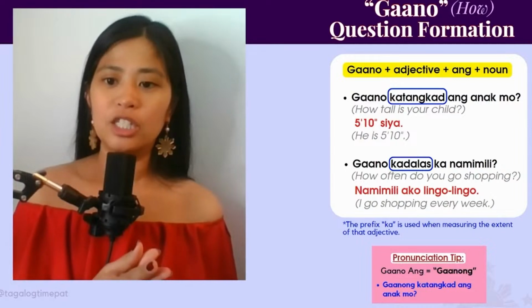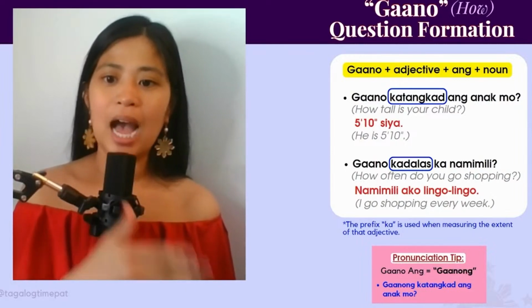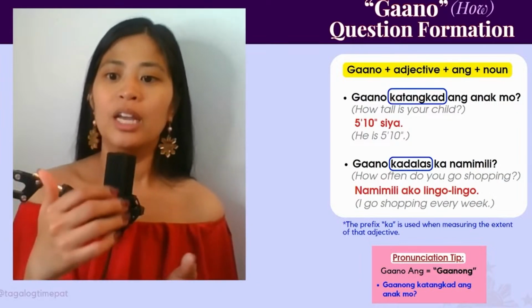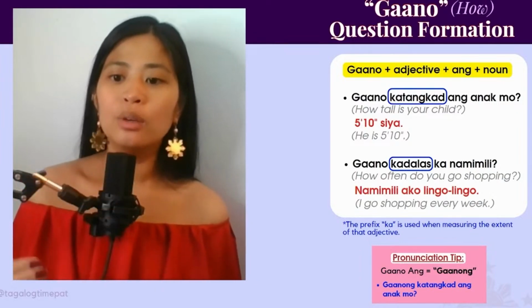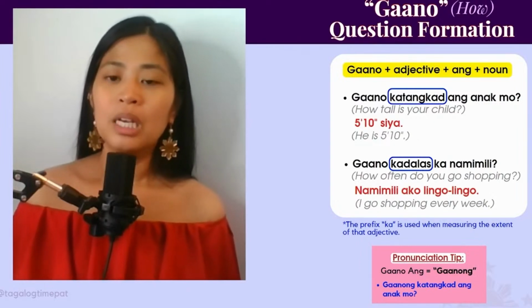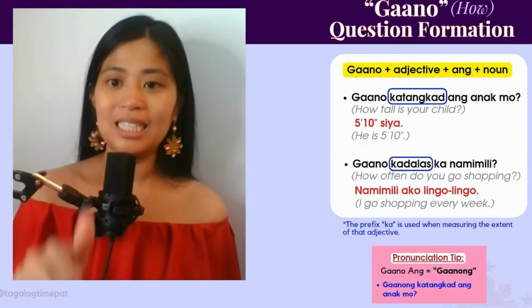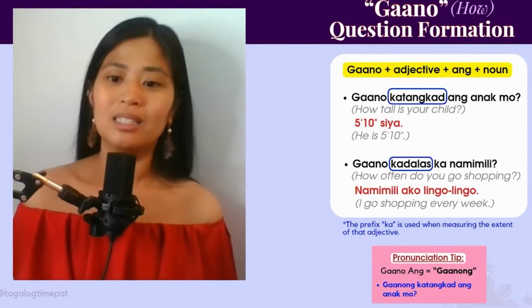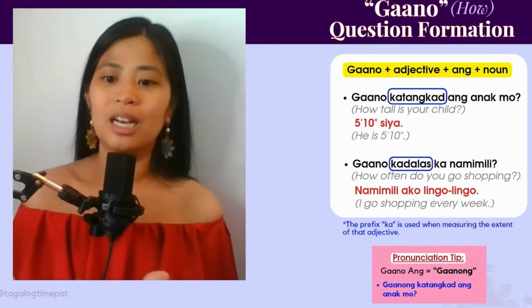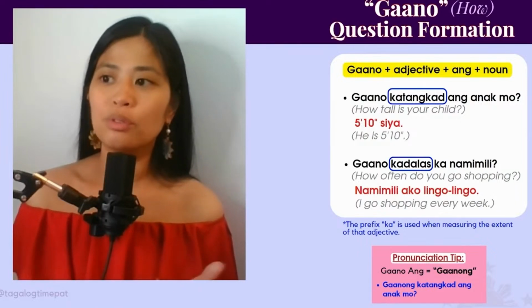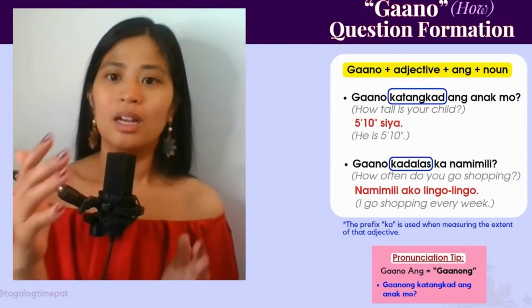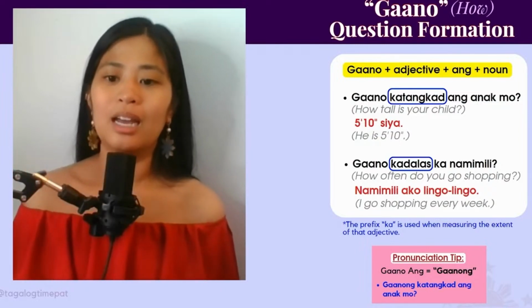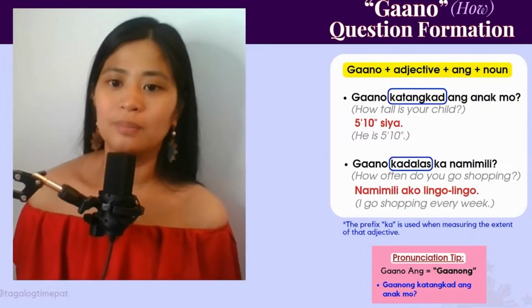And then just a pronunciation tip, if you happen to see gaano ang something, it's usually put together and it's gaanong. So gaanong katangkad ang anak mo? We didn't have ang in these examples because technically you don't need it, but some people add it still, and it would be gaanong katangkad ang anak mo. So both of those are correct. Gaano katangkad ang anak mo or gaanong katangkad ang anak mo? Both of those are correct.